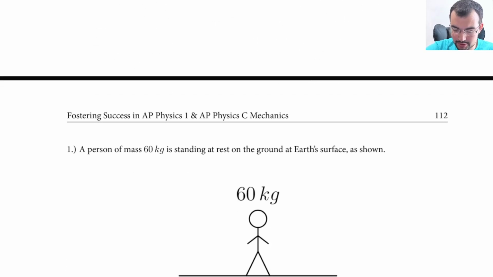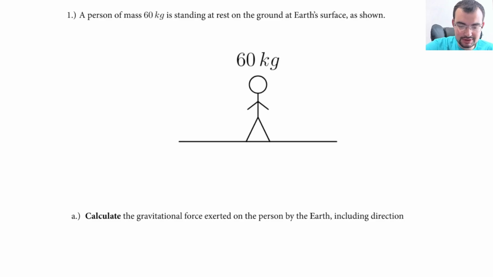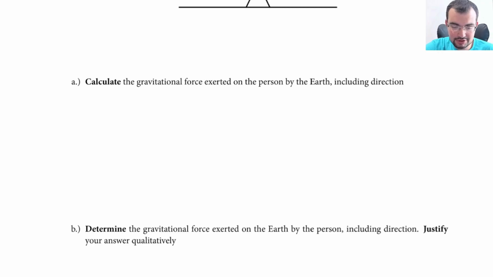All right, that was pretty theoretical, so let's just do some problems now. A person of mass 60 kilograms is standing at rest on the ground at Earth's surface as shown. Calculate the gravitational force exerted on the person by Earth, including direction. So, when talking about forces, I'm not the most consistent at this, but I'll try to be. If I include the little vector symbol, then I am including direction. If I don't include the vector symbol, then we'll just be talking about magnitude.